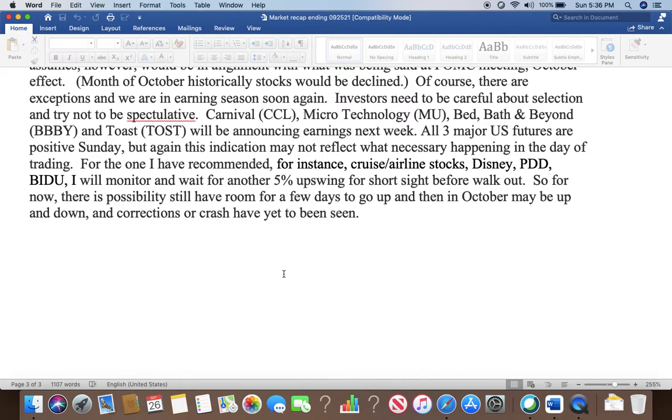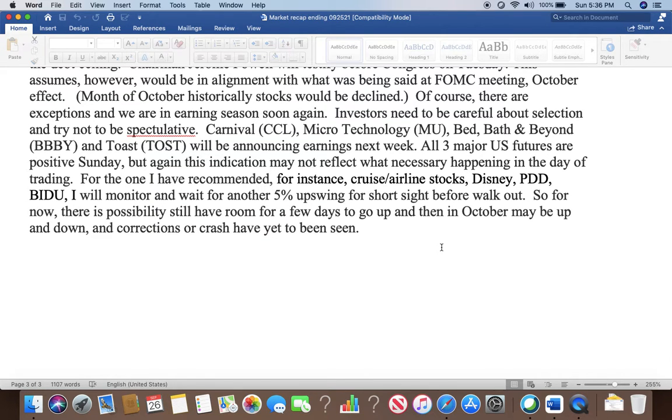The ones I will recommend again are cruise lines, airline stocks, Disney, Pinduoduo, and Baidu. I'll continue monitoring those and give you an update, but I'm basically waiting for another 5% upswing in the short term before I probably advise you to walk out. While I think the market in October is at risk, it still has some room. The market will push further up first before it declines again. You just have to remember that, and watch out for it carefully.